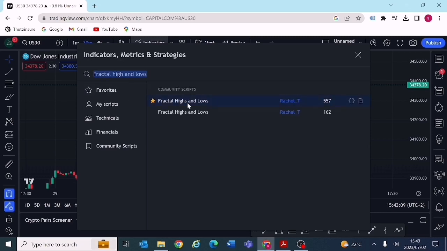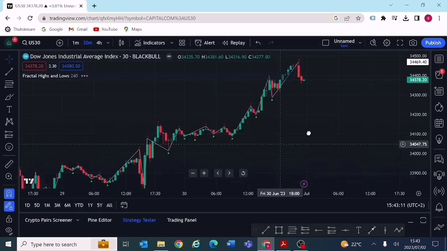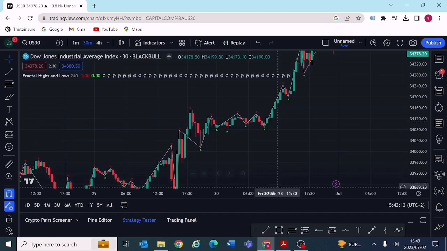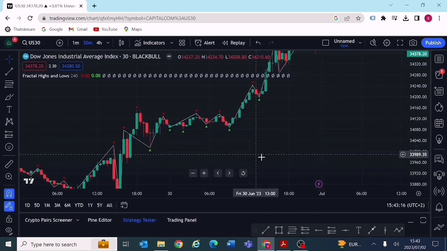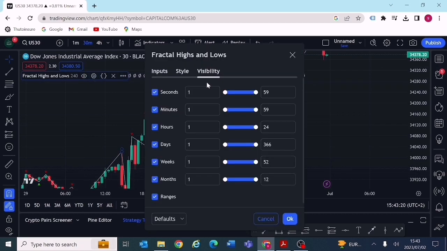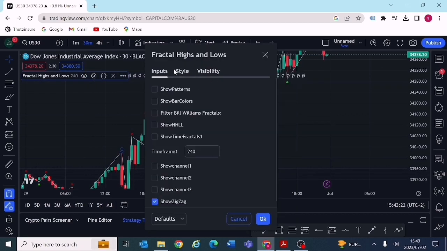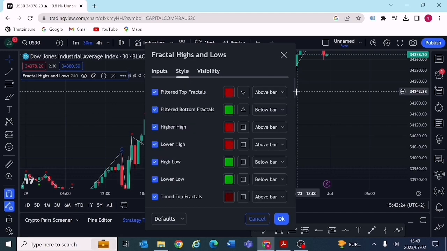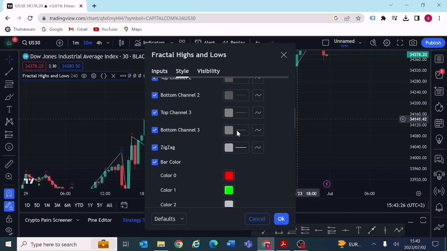This is the indicator I'll use. I'll then click it once. Then you will see it will give me this nice zigzag to show me where my highs and my lows are. I usually just turn off this zigzag in the settings.